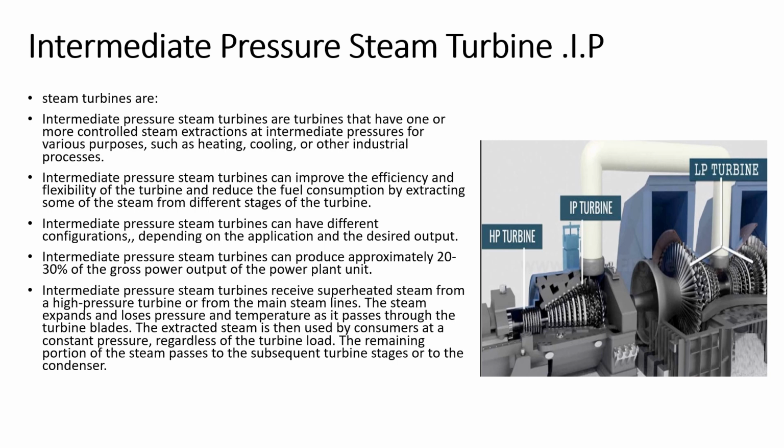Intermediate pressure steam turbines receive superheated steam from a high-pressure turbine or from the main steam lines. The steam expands and loses pressure and temperature as it passes through the turbine blades. The extracted steam is then used by consumers at a constant pressure, regardless of the turbine load. The remaining portion of the steam passes to the subsequent turbine stages or to the condenser.